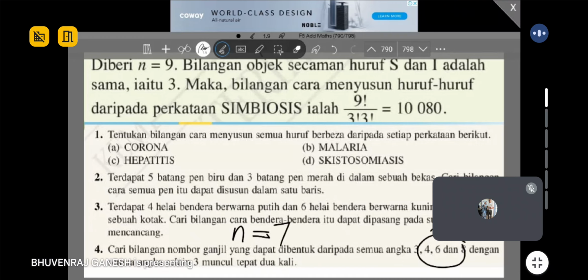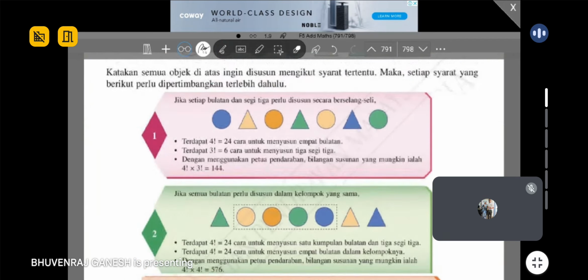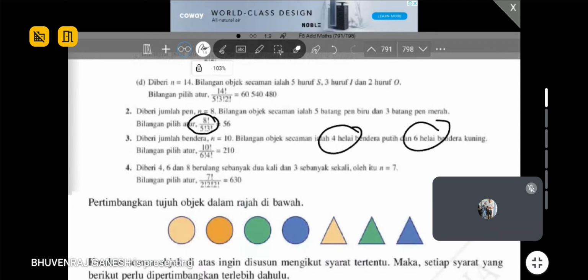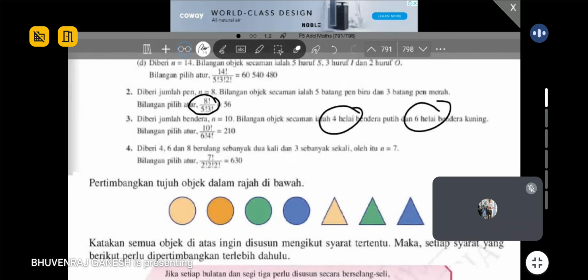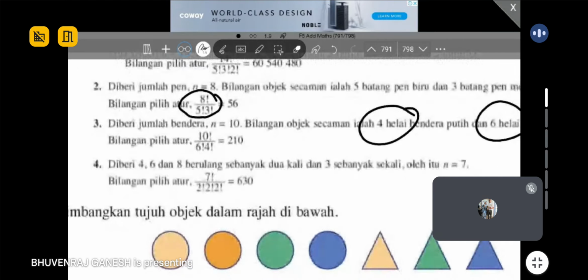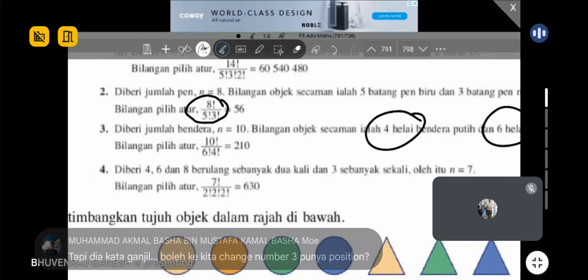And then 4, 6, and 8, it can appear twice. Am I right? Dia boleh berulang 2 kali. So that's why you divide by 2 factorial power 3. Means times 3 times lah. Darab 3 kali. So that's why your answer will be this one. 630 total. Okay guys, are you all clear? Soalan 4 boleh dapat?